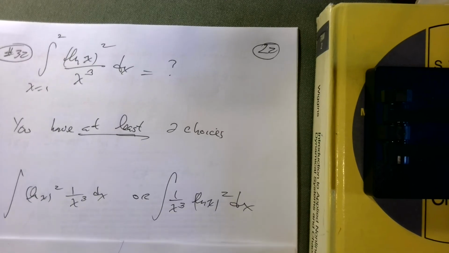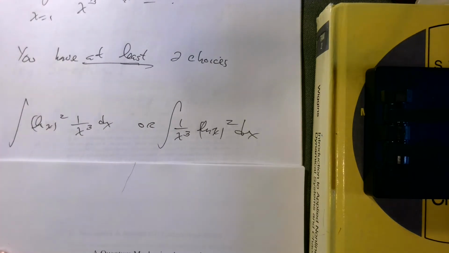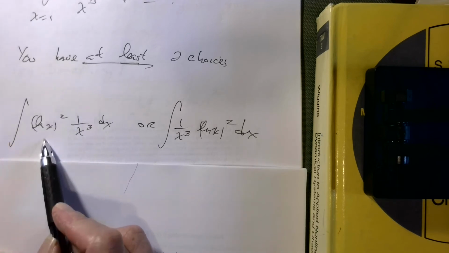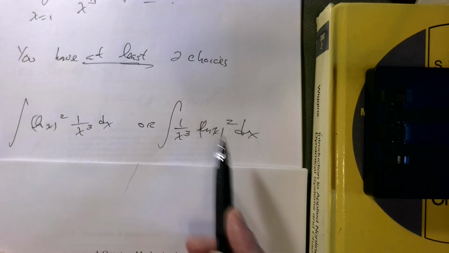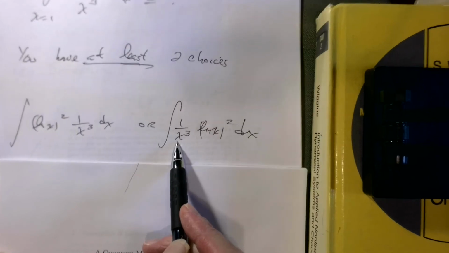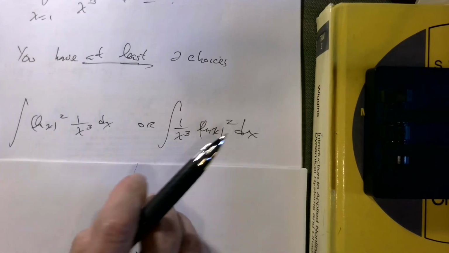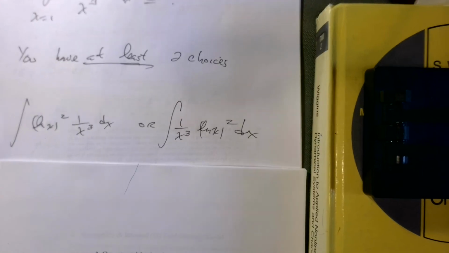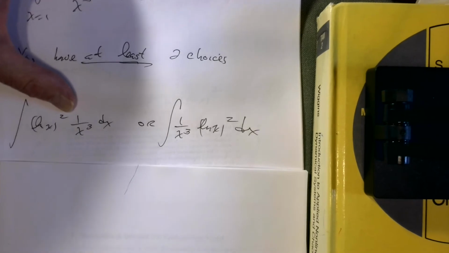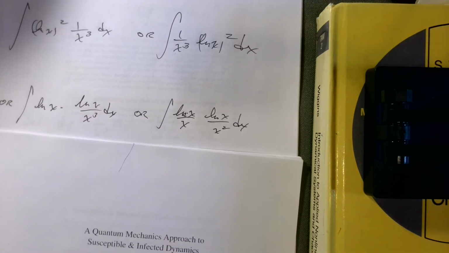Okay, so you have at least 2 choices. I say at least because sometimes there's going to be situations where you actually have several choices, more than just 2. So I can let this be my u, this be my dv, or I can let this be my dv, and this be my u. And so I can't tell you in general, follow this step and then this step and this step, and you get the right answer. You just have to try something, and you have to practice a lot of these.